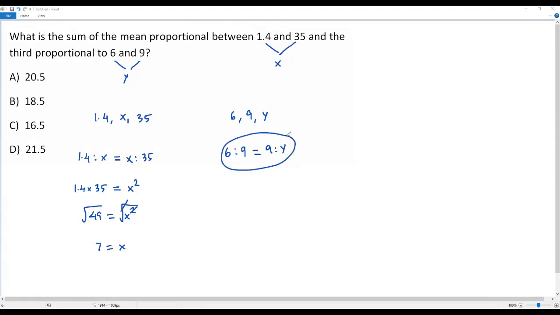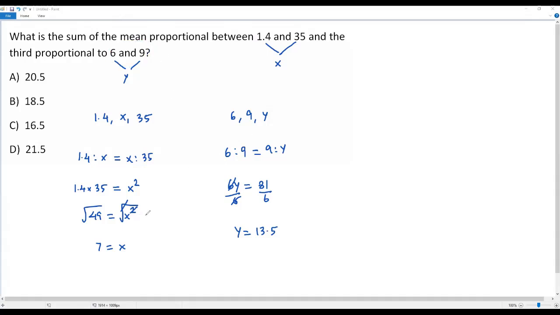Now let's solve for y, the third proportional to the two numbers 6 and 9. We use the cross product rule again. The product of extremes is 6 times y. For the product of means, we multiply the middle two terms, 9 times 9, which is 81. To get the value of y, we divide both sides by 6, so the 6 cancels out. When I divide 81 by 6, I get 13.5. Now I have the value of y, the third proportional to 6 and 9.